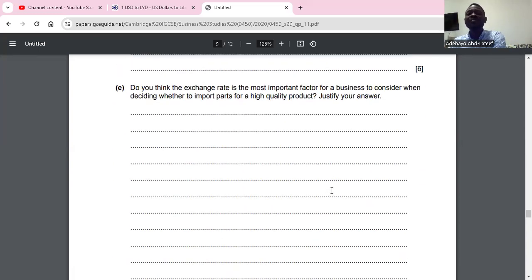Do you think the exchange rate is the most important factor for a business to consider when deciding whether to import parts of the high quality products? I said yes and no anyway. But first, what is an exchange rate? Exchange rate is the price of a country's currency in relation to other countries' currencies. Clear? Yes. So now, import represents buying from foreign businesses or suppliers.